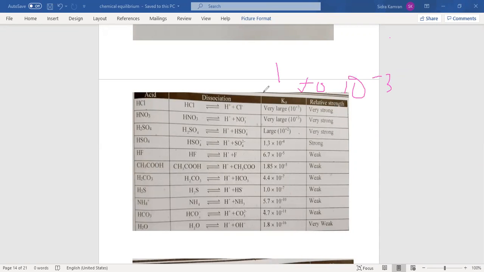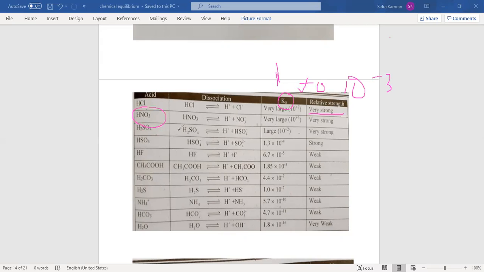If the acid is stronger, the value of Ka is greater than 1, and the acid is very strong. If the value of Ka is between 1 and 10 to the power minus 3, then the acid is moderately strong. So here you can see the ionization constant of this acid is 10 to the power plus 7, which represents that this acid is very strong.